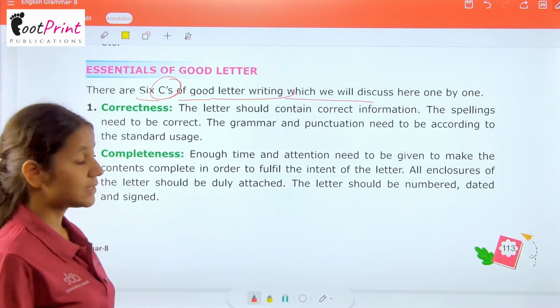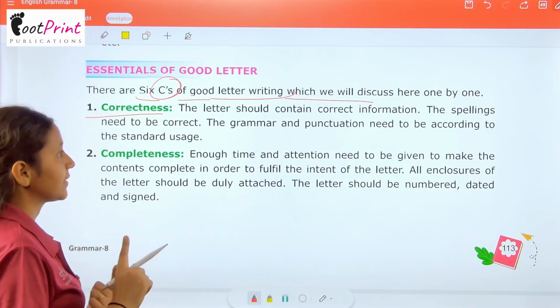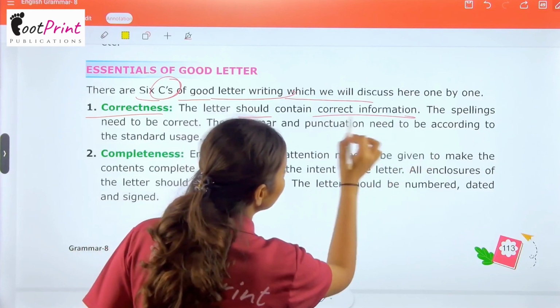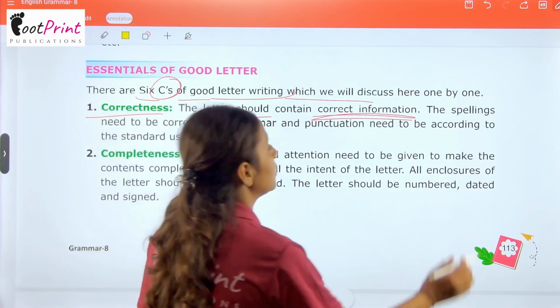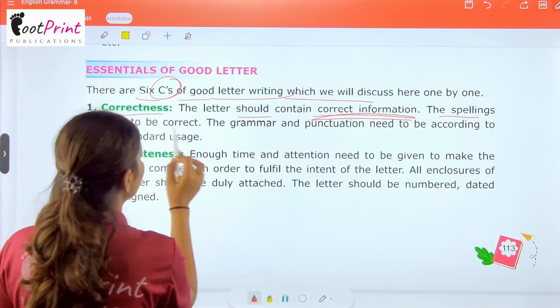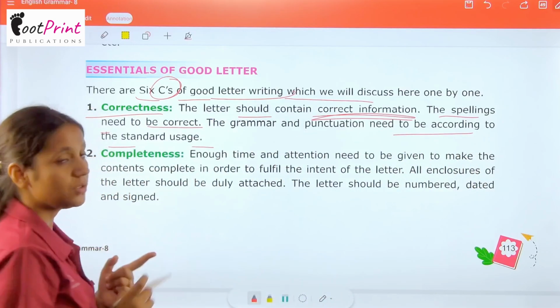Now what are the 6 C's? Correctness. That means it should be correct. The letter should contain correct information, that means 100% right information. The spellings need to be correct. The grammar and punctuation need to be according to the standard usage.